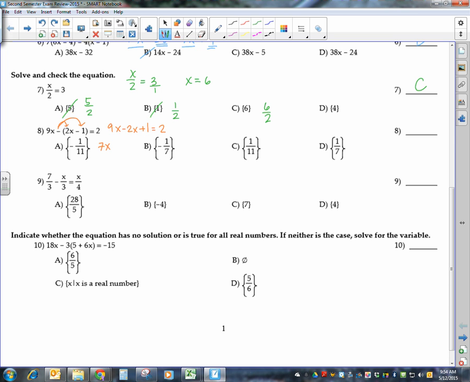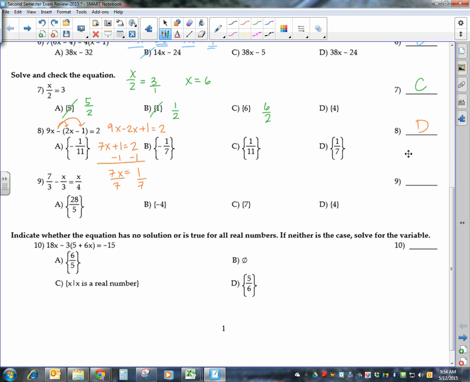And well, I'll go ahead and do this, and then I'll do it in the next step. And then I subtract 1, because we always simplify one side before we combine like terms. So 7x equals 1. And then when I divide both sides by 7, because that's the coefficient of my variable, my answer is 1/7, which is D.